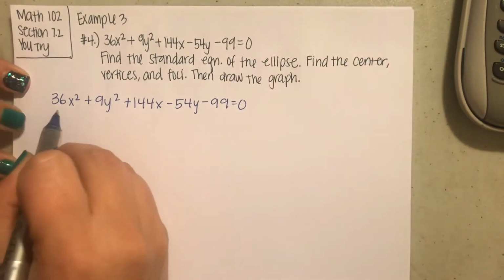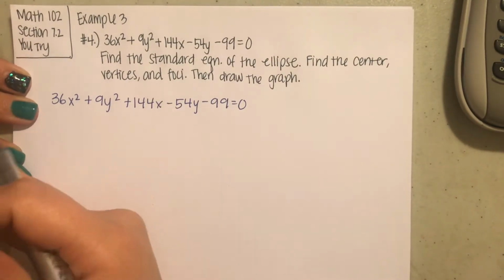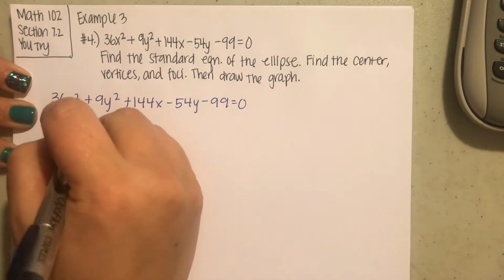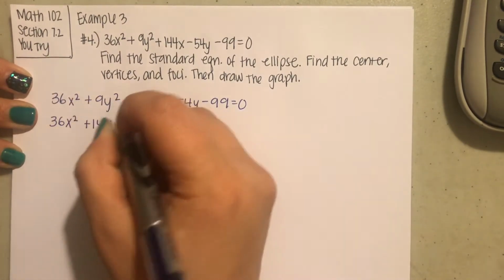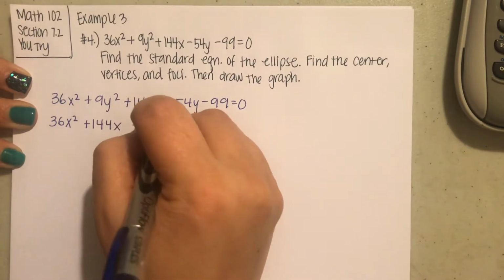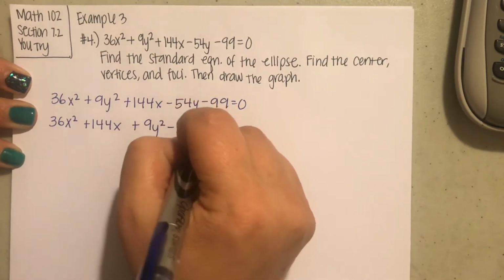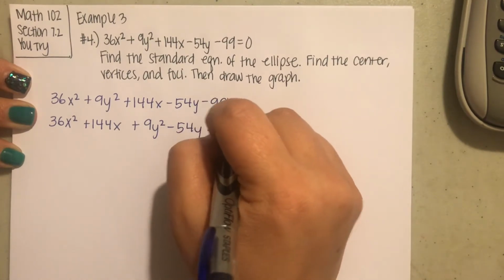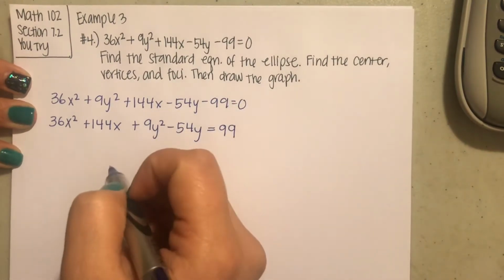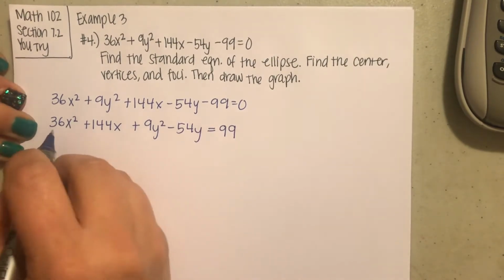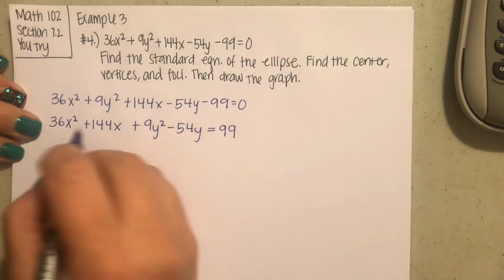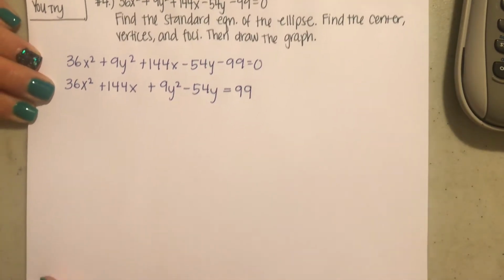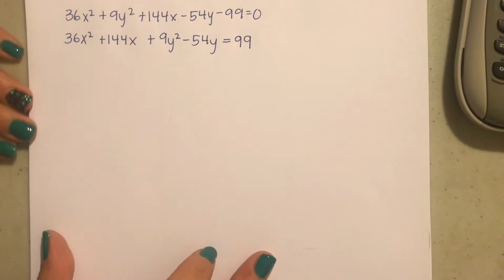Okay, so it's going to be helpful to us if we can organize our x's together and our y's together. So we have 36x squared plus 144x, and then I'm going to move my 9y squared and my negative 54y. Actually, let me move that 99 to the other side. So very similar to example 2, you'll notice that we have coefficients in front of our squared terms. In order to complete the square, those two actually should not be there. We need to factor them out.